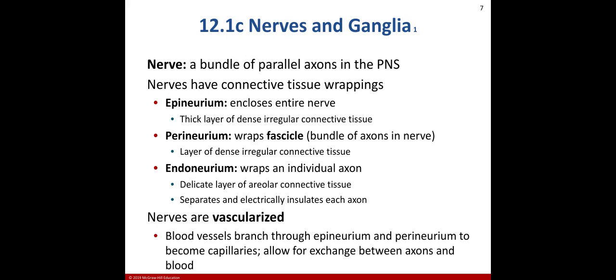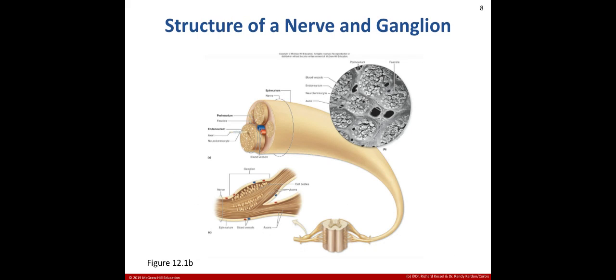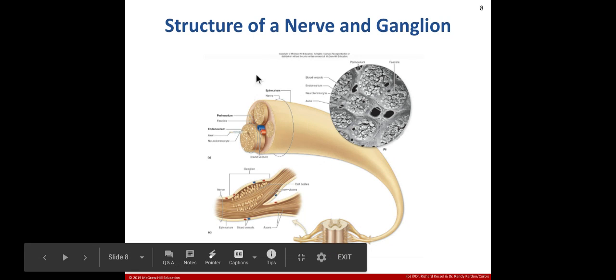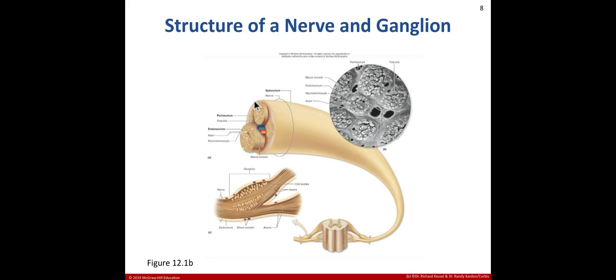Nerves are vascularized. There are blood vessels that will branch through the epi and perineurium, and then they become capillaries, which is going to allow for exchange between those axons and the blood. So we are having vascularized tissue when we talk about our nervous tissue. And here is just a diagram to show you that epineurium all the way around the nerve here. Then you've got your perineuriums, connecting these axons here. And then that endoneurium is around just one of these axons, insulating and protecting it.